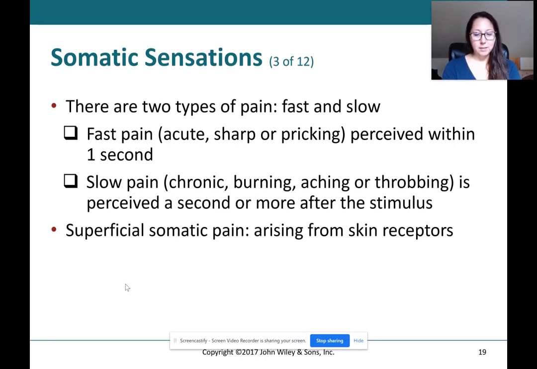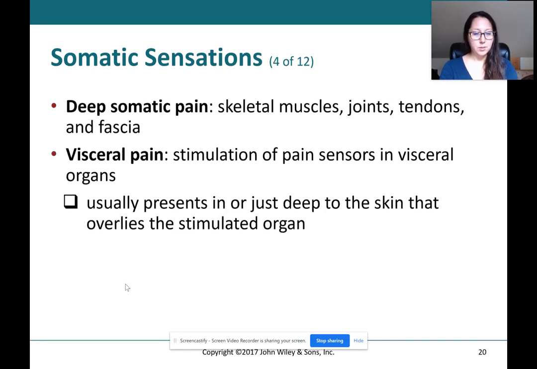Superficial somatic pain arises from skin receptors. We just saw some of those skin receptors. Deep somatic pain is in the skeletal muscle, joints, tendons, and fascia, and is usually associated with movement and slow pain. Visceral pain is stimulation of pain sensors in the visceral organs. And sometimes when we have visceral pain, it presents as a more superficial pain.